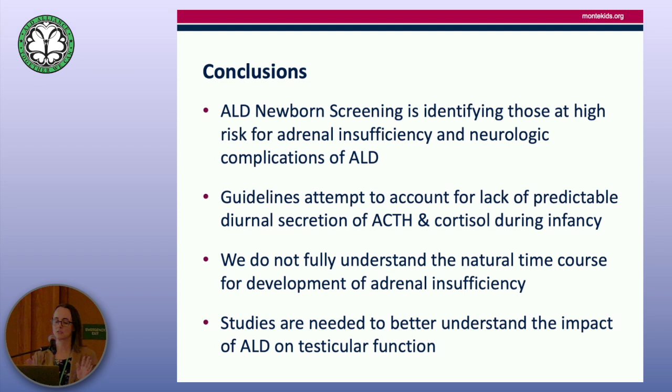We do our best to attempt to predict when we think kids are going to develop and make sure that we're not missing the development of adrenal insufficiency, but I think that we really need more natural history studies to help us then go back and revise the guidelines. And I definitely think that there is a need for adult studies on androgen function and testicular function.